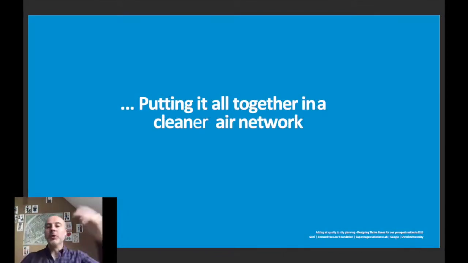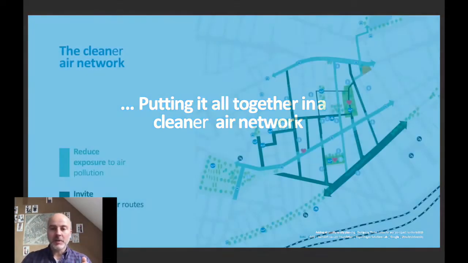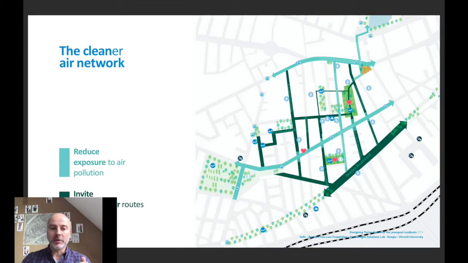We don't want to just move the problem or prioritize one user group over another. That's really challenging. At least the idea is to think in a network, to think at the neighborhood level, and to be very aware of where we're doing what and for whom, right? So we get this network, this neighborhood plan, and we could call it a healthy neighborhood plan, or an air quality plan, a cleaner air network, right? Where we know the places we want to reduce exposure and the places where we want to invite.